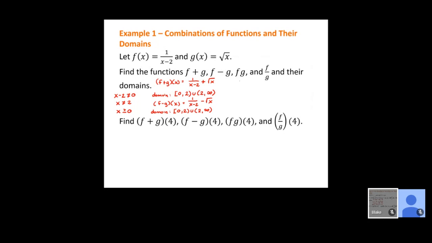All right, let's look at f times g. So f times g of x. This time we're multiplying our two functions together. So we have 1 over x minus 2 times the square root of x.